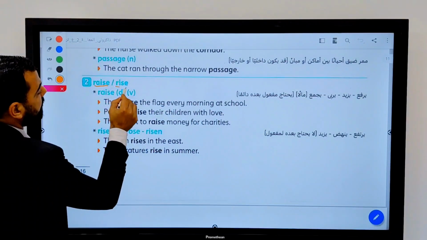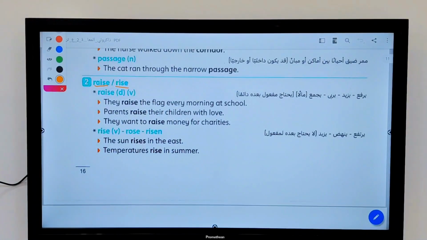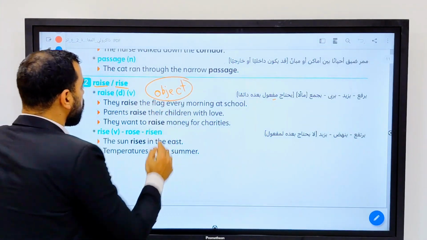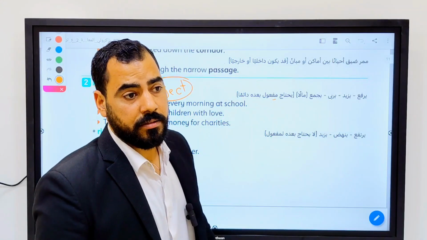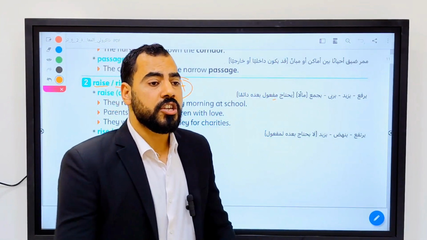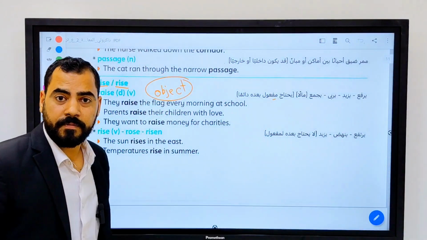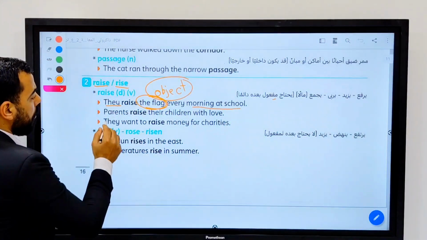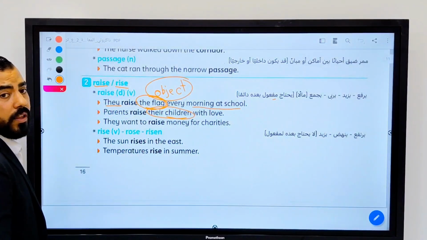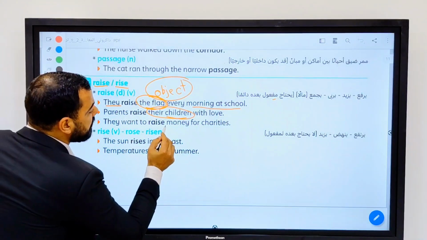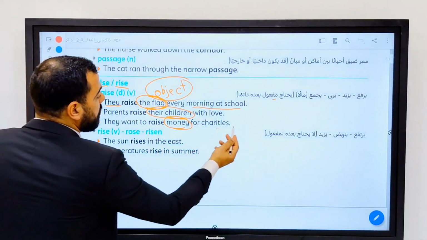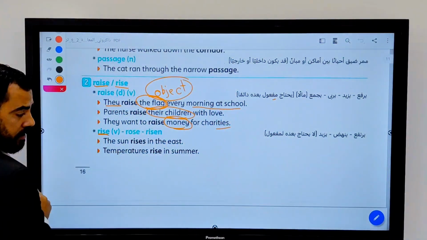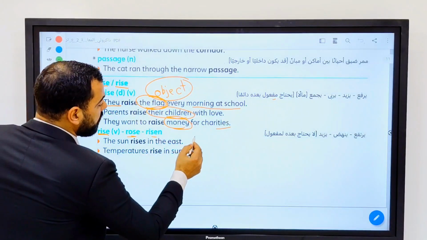This is raise and that's rise. What is the difference between raise and rise? In raise, we need an object. What do you raise? You raise animals, you raise chickens, you raise children, you raise your hand, so we need an object after raise. For example, they raise the flag, this is an object, every morning at school. Parents raise their children with love. They want to raise money, to collect money for charities, to spend this money on poor people. But rise, rose, rising, we don't need an object.